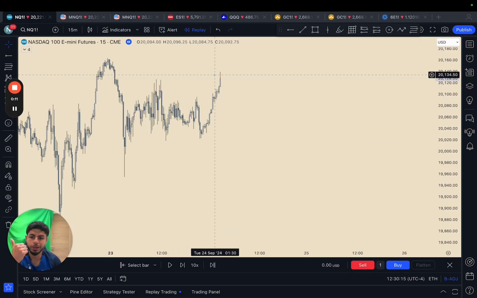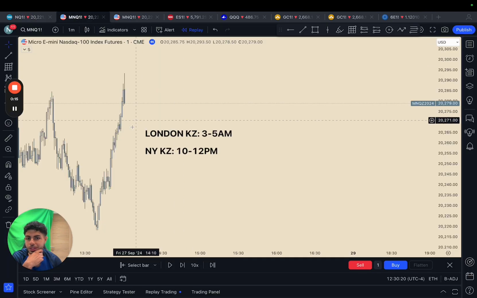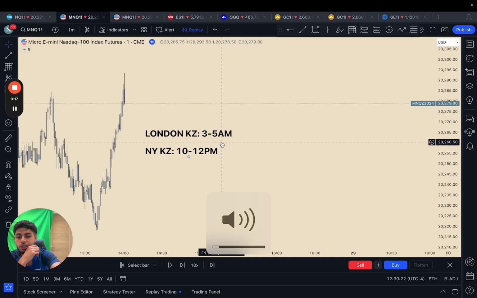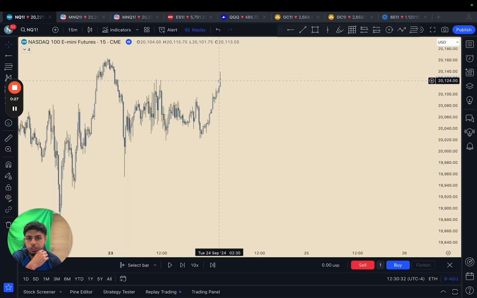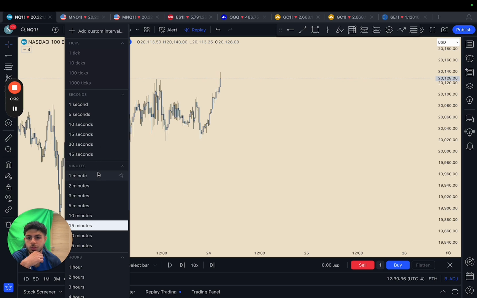So we're going to backtest Tuesday and Wednesday of last week, and these are the times I want to trade. Okay, London 3 to 5 a.m., New York 10 to 12 p.m. These are the best two kill zones. These are the areas I'm going to look for a trade in. So let's hop straight into Tuesday 3 a.m. This is where I'm going to first look for a trade.